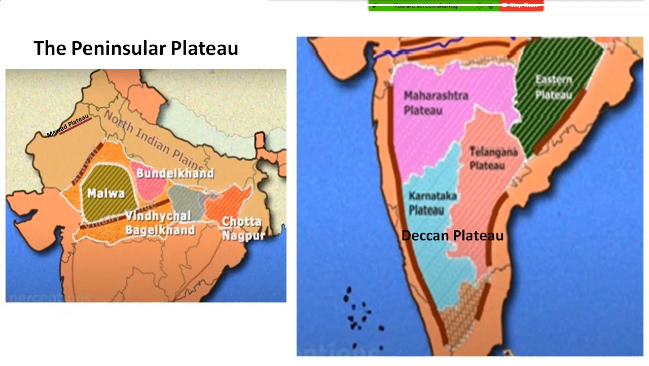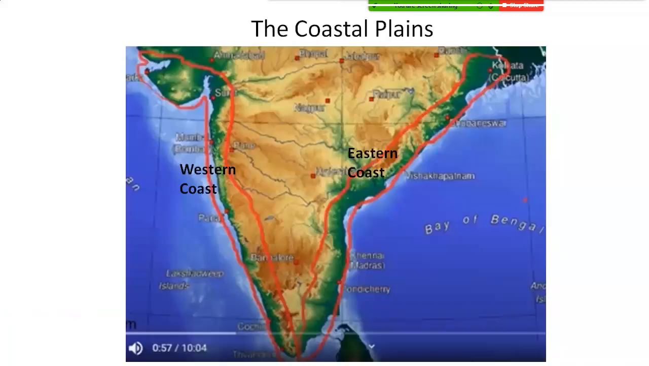The southern part of this region is occupied by the Deccan Plateau. It is this Deccan Plateau that lies between the western and eastern Ghats. The next physiographic division are the coastal plains. That is the western coastal plain and the eastern coastal plain.